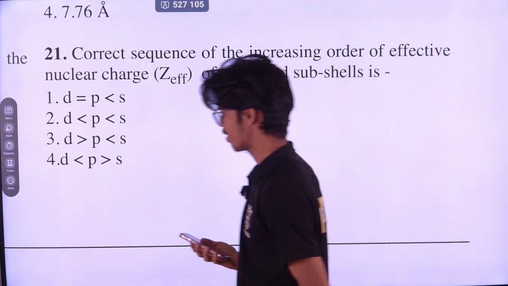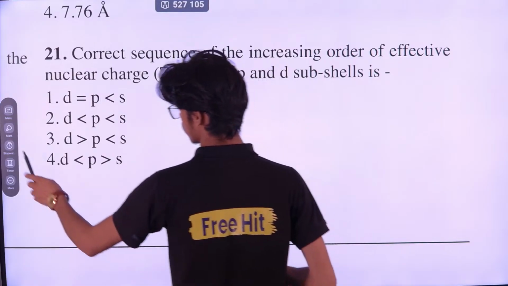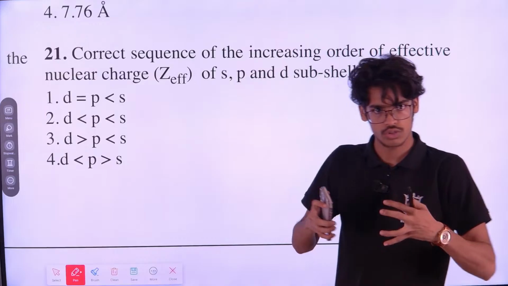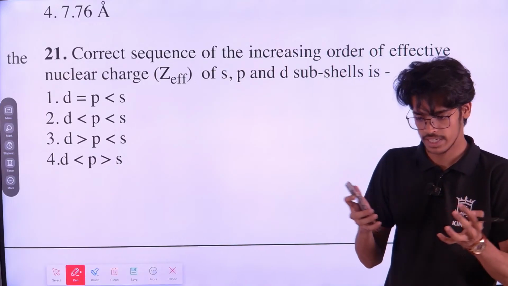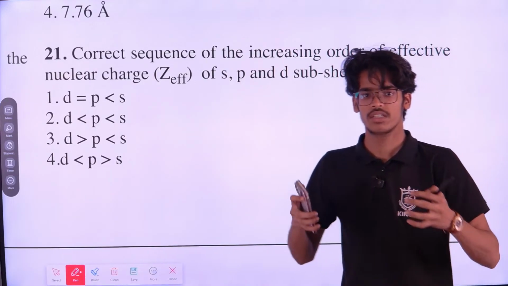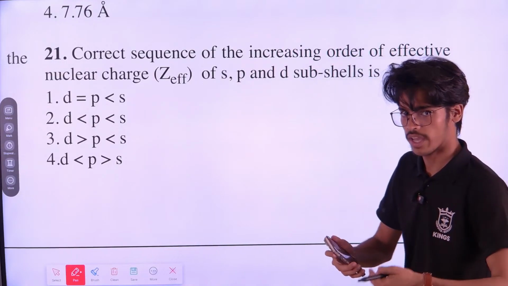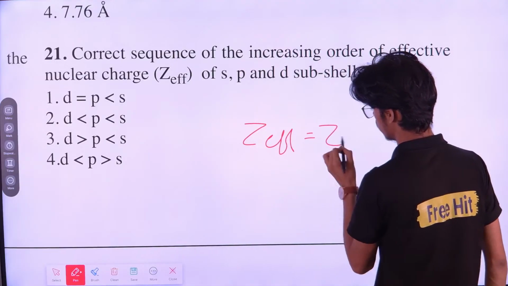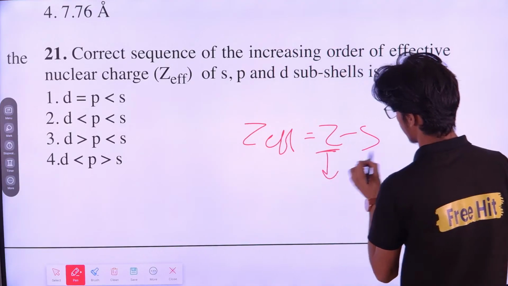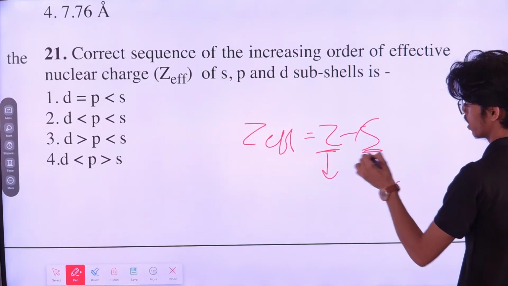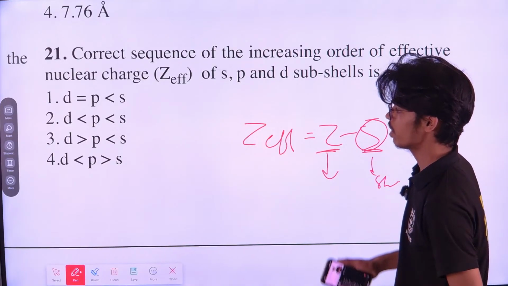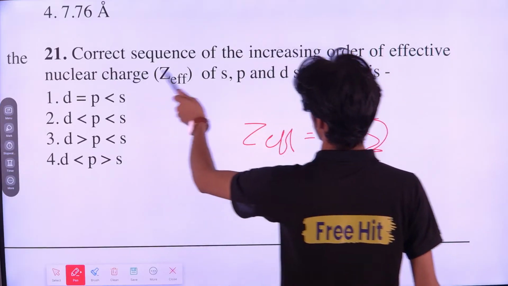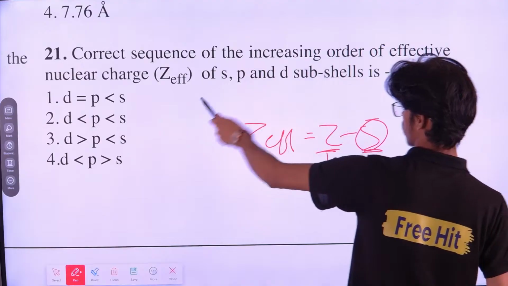Let me just tell you, it's very easy. Remember, the nearer your shell is to the nucleus, the more is the effective charge, because shielding effect is lesser. Z effective is equal to Z minus S, where Z is the nuclear charge and S is the shielding effect. Shielding is happening more in the orbitals which are away.